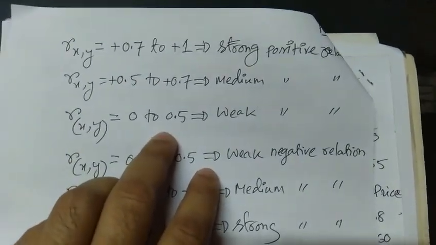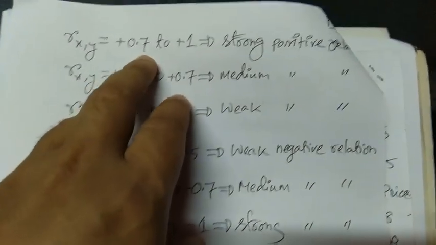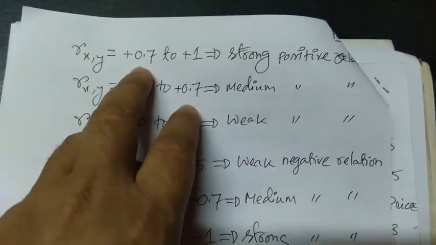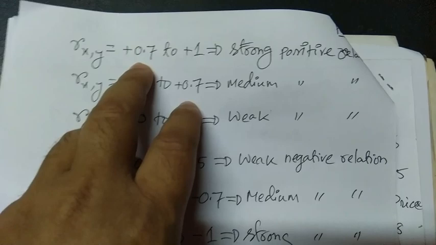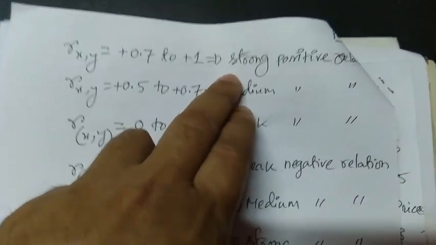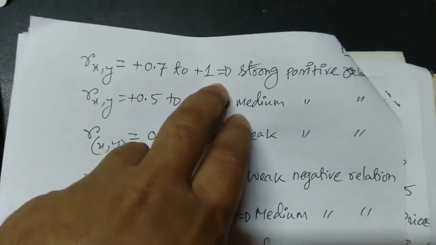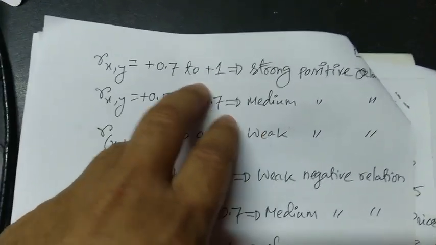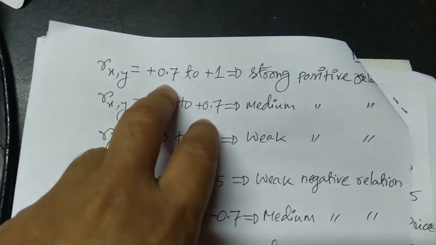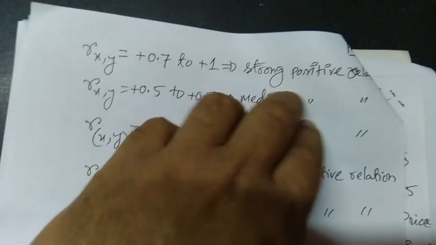As I said before, covariance measures only direction, but the correlation coefficient not only measures direction but also measures the strength of relationship. So from the value itself you can understand how strong the relationship is. That means if the value is between plus 0.7 to plus 1, we will say strong positive relationship.